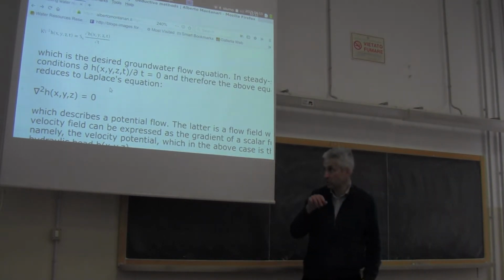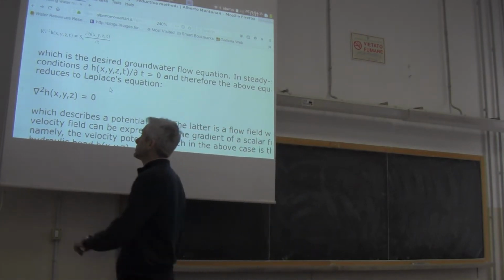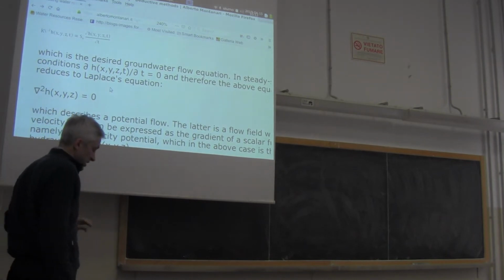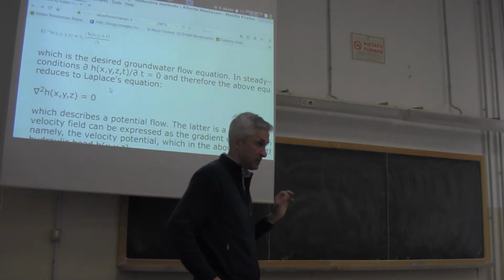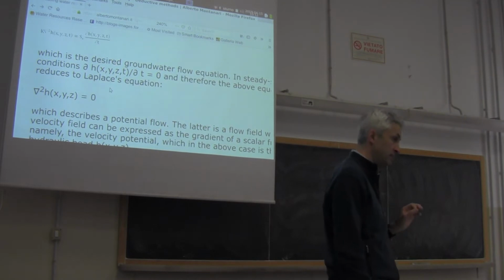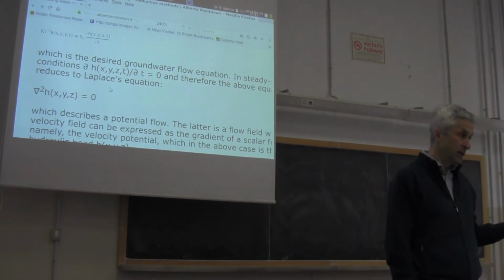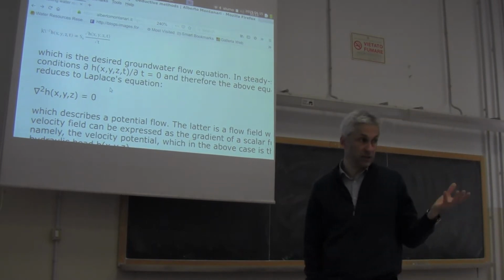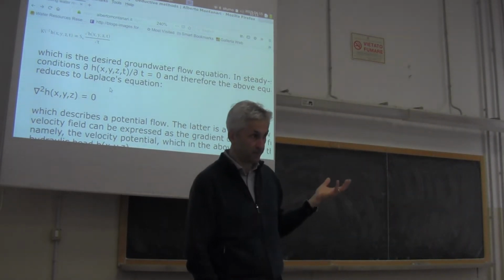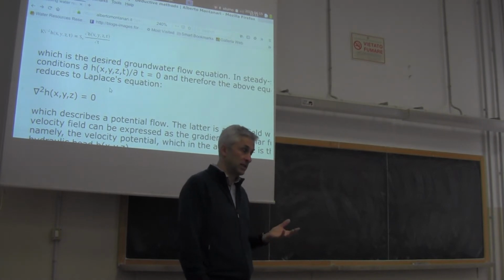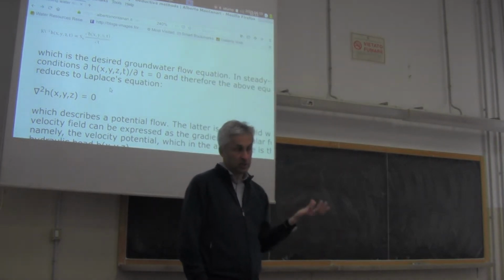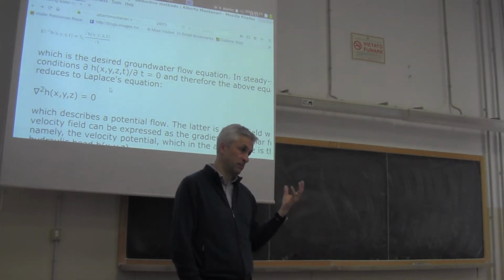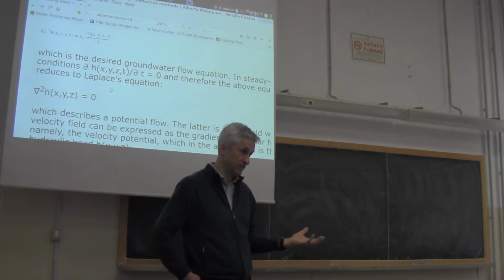Oh, sorry, I forgot to say one thing about these parameters. K, which is up there. What is K? K is Darcy's parameter. It's the proportionality parameter between flow and energy loss. It's called hydraulic conductivity. It has the dimension of a velocity. If you make a dimensional analysis, it's a velocity, and it's a fundamental parameter of aquifers.